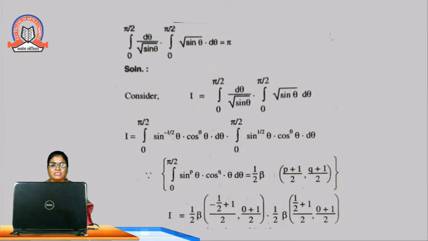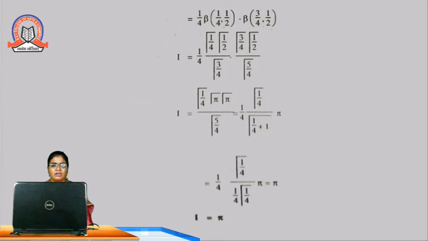Next problem, integral 0 to pi by 2 d theta by root sin theta, integral 0 to pi by 2 root sin theta d theta equal to pi. Using the formula of integral 0 to pi by 2 sin p theta cos q theta d theta equal to 1 by 2 beta (p plus 1 by 2, q plus 1 by 2). Directly substituting the values, we are getting the answer directly in betas, and with the use of beta and gamma relation, substituting and finding the value of I as pi. Here we are using gamma 1 by 2 is root pi.